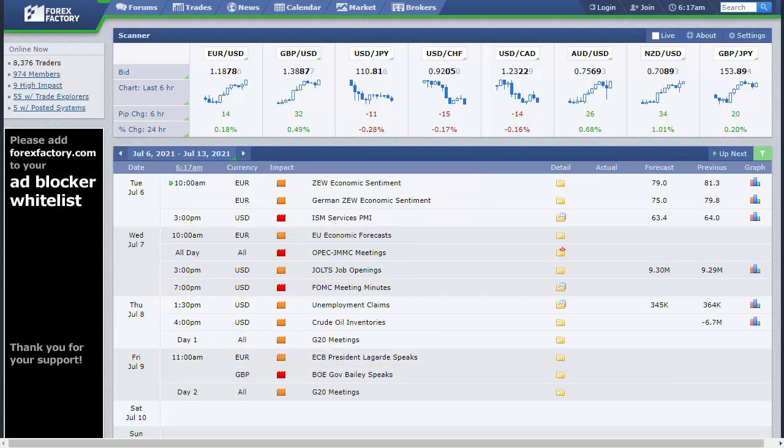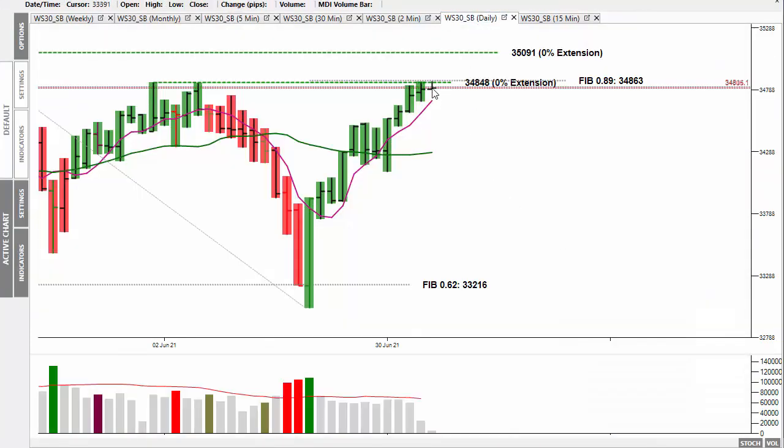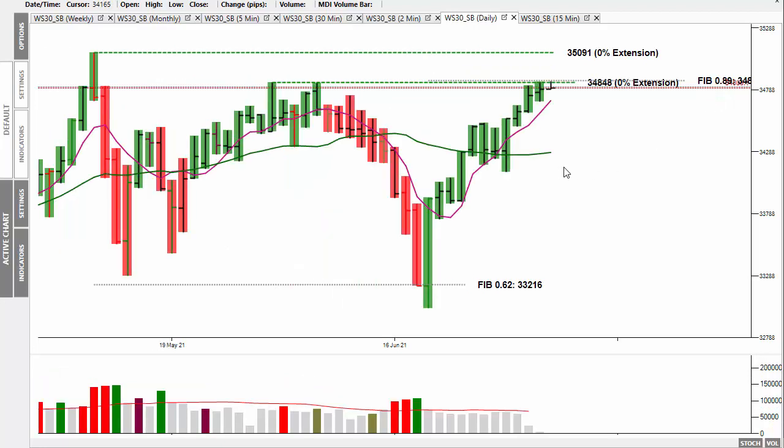And let's have a look at the Dow. We'll start off with that, if I can find it. And this is the Dow. So let's start off with the daily chart. You can see that the electronic market trading yesterday traded up to more or less the all-time high, and the 89% retracement on the fibs as well.